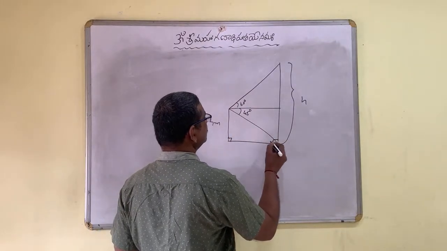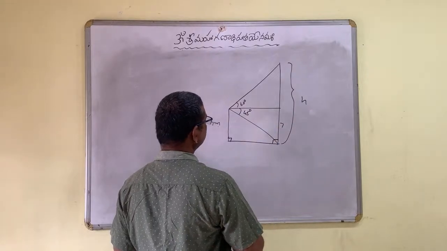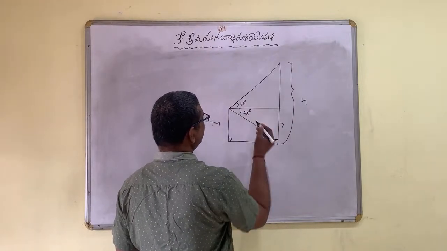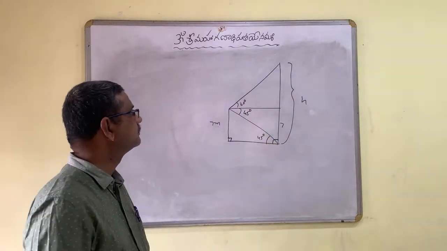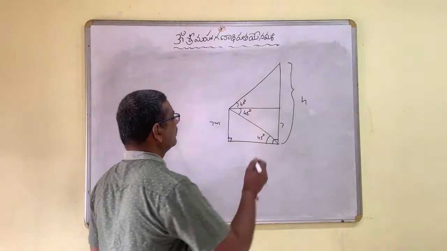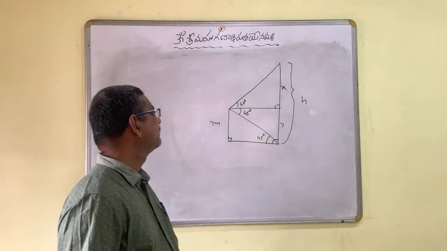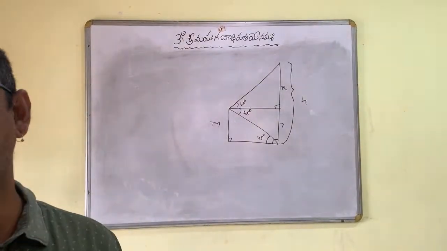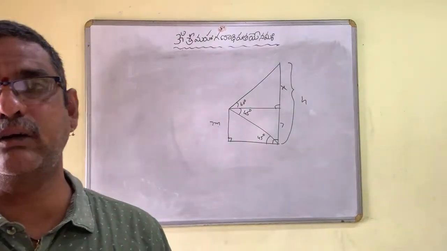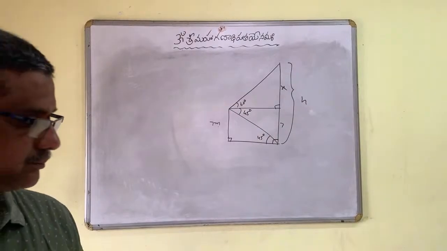We know if this is 7, this is also 7. This angle is 45, this angle is also 45 degrees. Now we need to find out x. After finding x, we need to add x plus 7 to get the height of the cable tower. Do it, children.